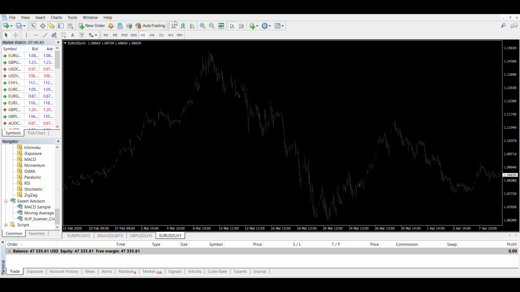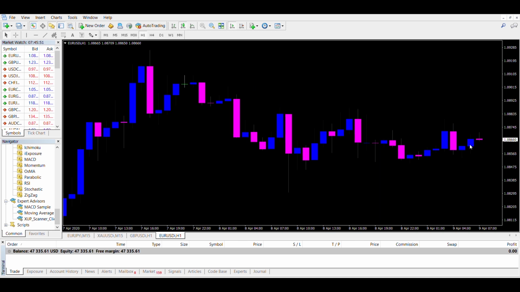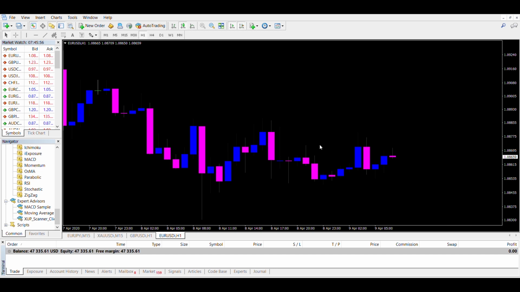And then it's on bar charts right now, and you want to switch that to the candlesticks. And then zoom in, and there you go. Your customized chart.